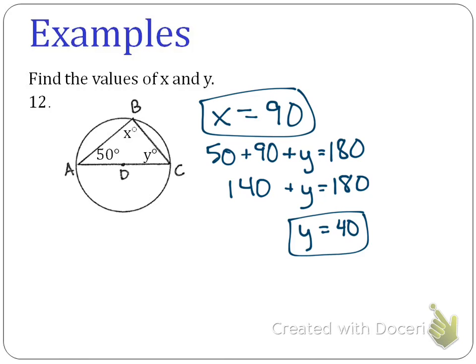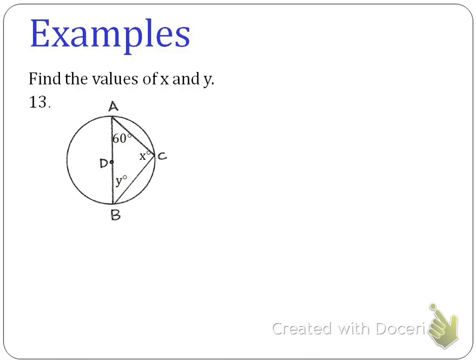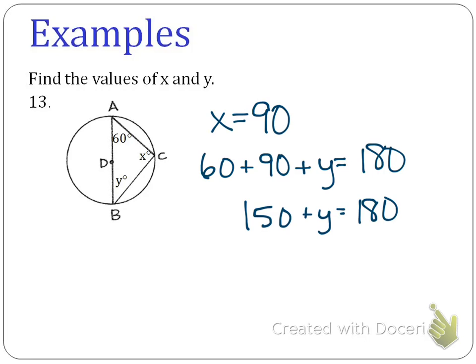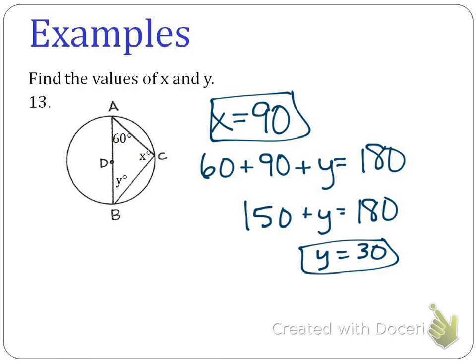We're going to do this again. In the next example, first off, notice how this triangle has a diameter as one of its sides. So the angle opposite of the diameter is going to be your 90 degrees. So that x is 90 degrees. And then angles in a triangle add up to 180. So we get y equals 30, x equals 90. On to the next example.